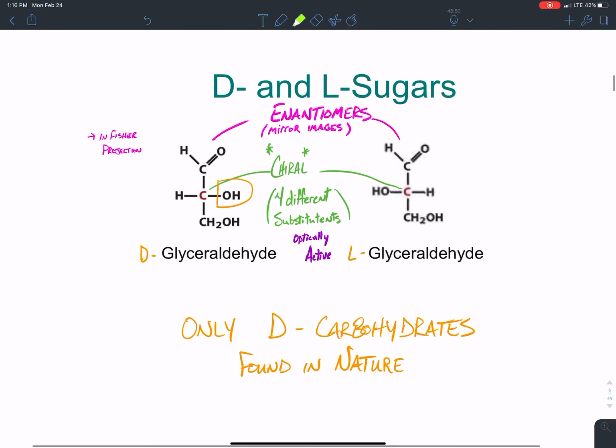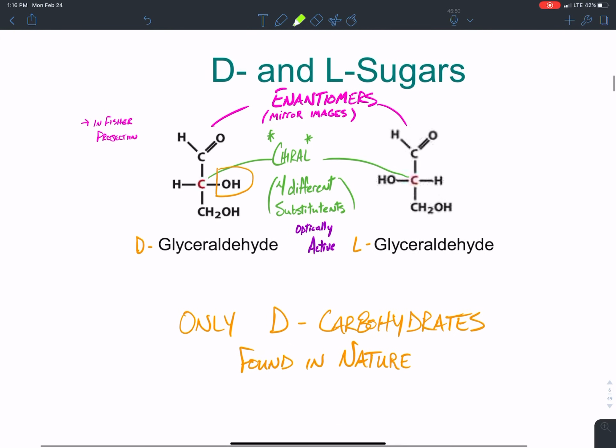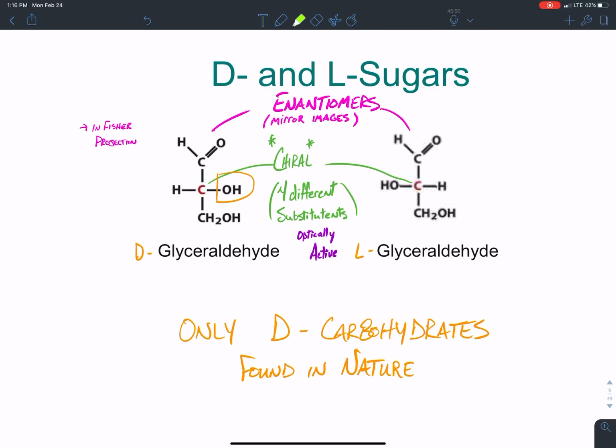Okay, so then we talked about sugars. We have the D and the L sugars, the D and the L sugars. So the D carbs are what's found in nature. So it's the opposite of the proteins, the aminos.